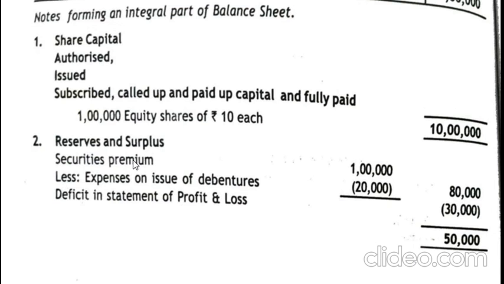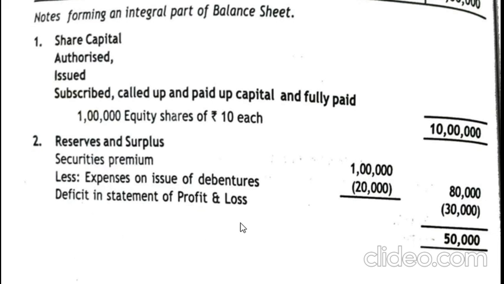The securities premium has been collected from the shareholders, the excess over the face value amount, and it is stored in reserves and surplus. It is used to meet expenses related to trading in securities. So this securities premium of 1 lakh is used for meeting the expenses incurred for the issue of debentures of 20,000, which leaves a balance of 80,000.